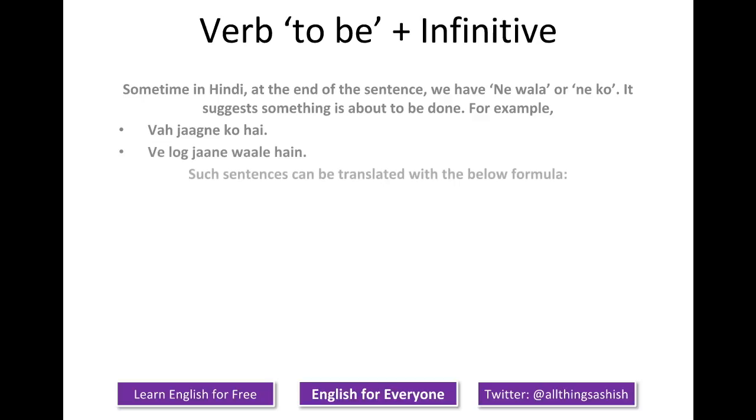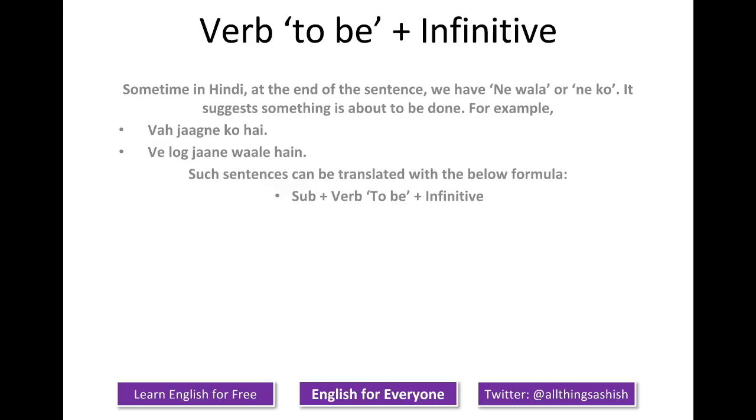Such sentences can be translated with the below formula. Subject plus verb to be plus infinitive. So essentially we are talking about something which is soon to happen. On a day-to-day basis, we face a lot of scenarios where we have to translate a sentence like this. So it's a very useful formula to remember.